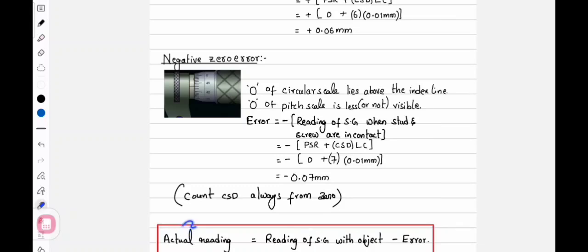So what is the actual reading? For example, if we are using an instrument which has error, then to get the correct answer, you have to take the reading of the screw gauge by keeping the object, then do what? Minus the error, then you'll get the actual reading. Let's see some questions, then you'll understand, or I'll show you one situation.